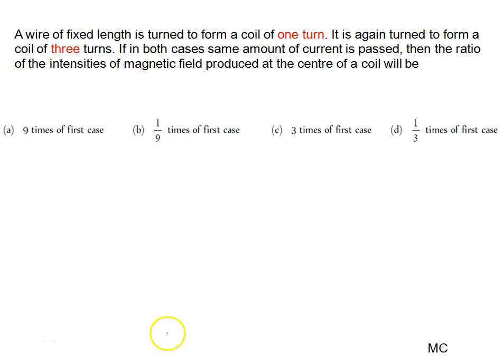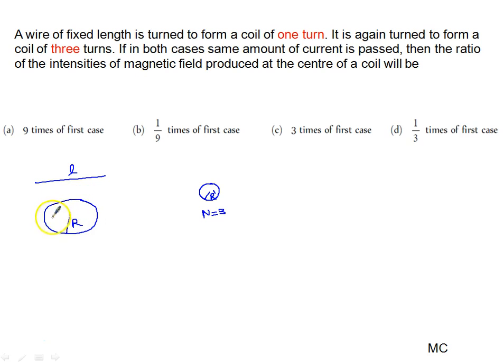Now there are some questions, and I will suggest you, firstly you solve yourself, then listen to me. Okay, listen to me. A wire of fixed length is turned to form a coil of one turn. There is a wire of fixed length. We design it into a coil of one turn. Definitely there should be a radius r. It is again turned to form a coil of 3 turns. Same wire, if you design it to make a coil of 3 turns, definitely the radius will change. Let us say the radius becomes r dash.